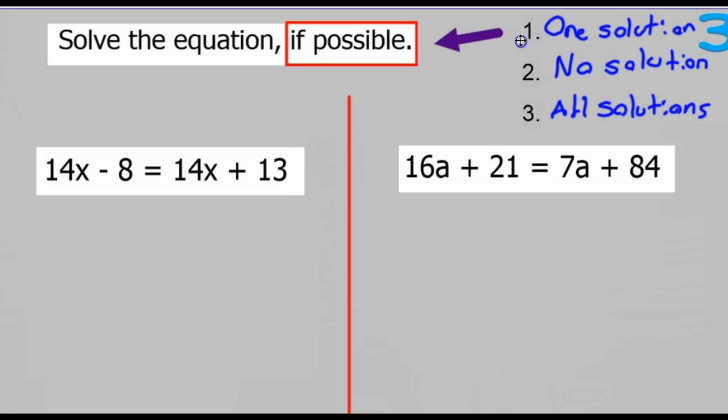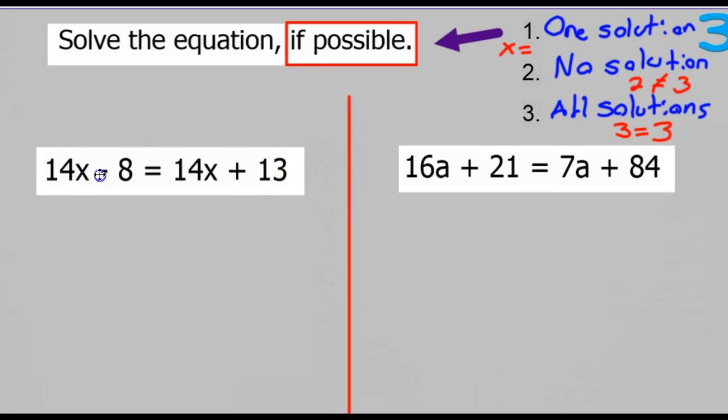So one solution would be like x equals something. No solution would be like 2 does not equal 3. And all solutions would be like 3 equals 3, which means anything can be put in for our variable.